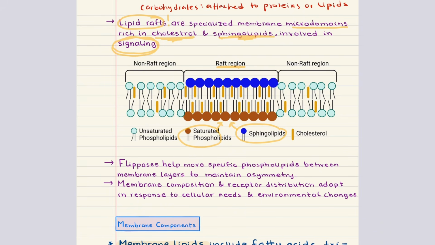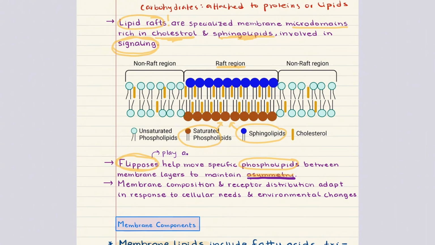Another important feature of membrane organization is asymmetry. The composition of phospholipids in the inner and outer layers of the bilayer are not the same. And this asymmetry is actively maintained by enzymes called lipase. These are going to help move specific phospholipids from one leaflet of the bilayer to the other when needed.